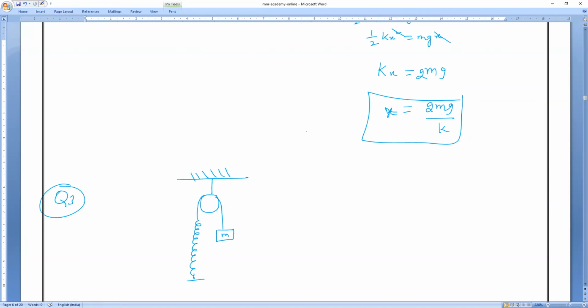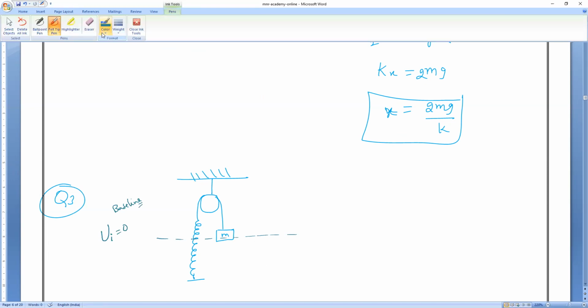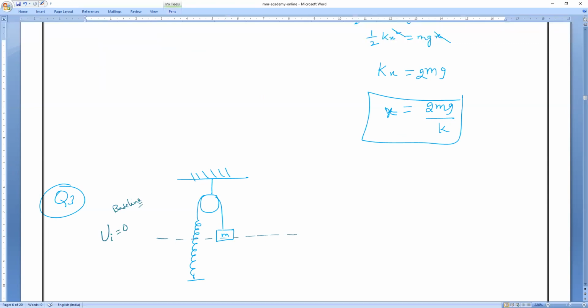Same thing. So we have to find, if I consider this as the baseline, something is 0. What is that? Initial potential energy is equal to what? Everybody, initial potential is equal to what? Baseline, 0. Now, after a certain time, just imagine that. I will use different colors and you can make it. That's why imagination is very important. So now, imagine that there is an extension.